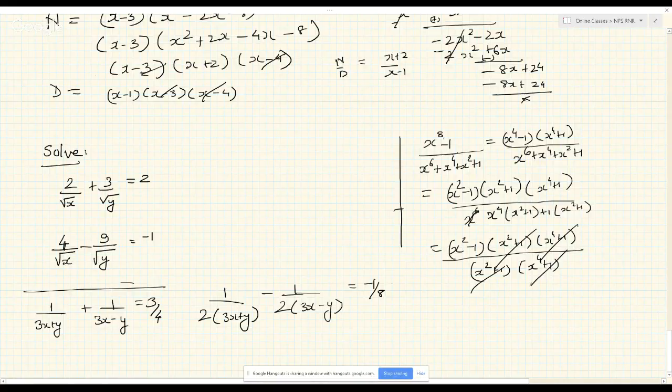1 by 3x plus y plus 1 by 3x minus y equals 3 by 4. 1 upon 2 times 3x plus y minus 1 upon 2 times 3x minus y is minus 1 by 8. So these are not linear equations, but they can be reduced into a pair of linear equations.